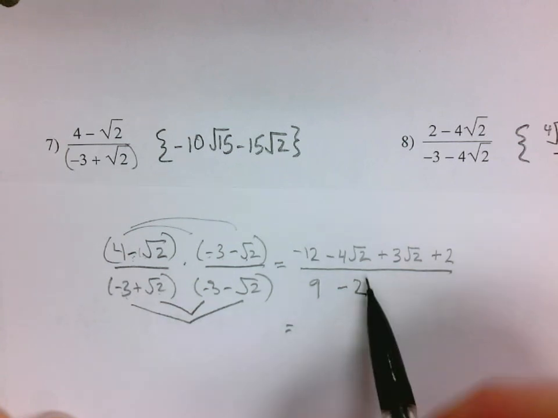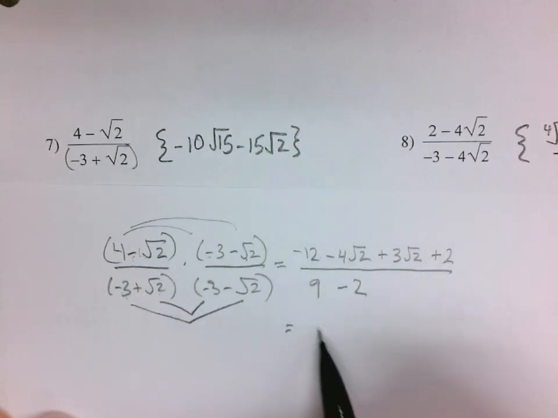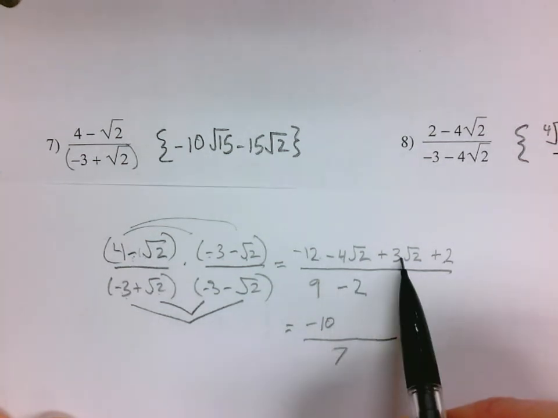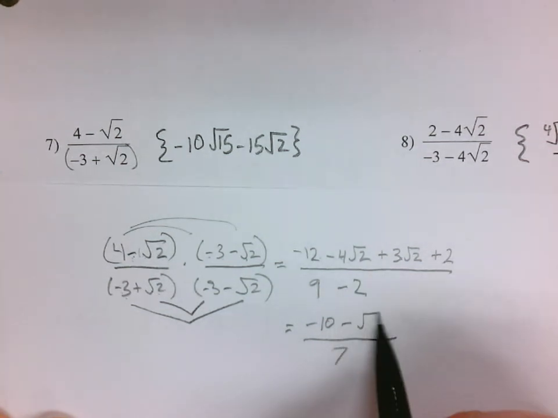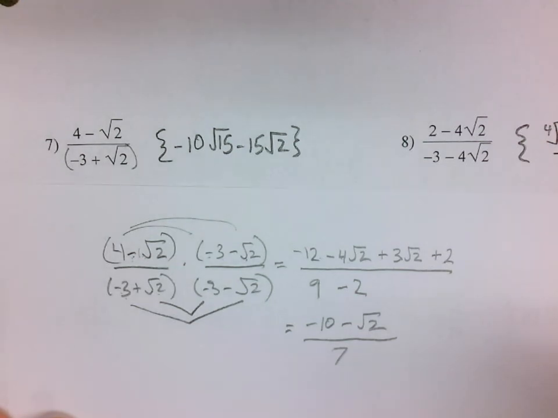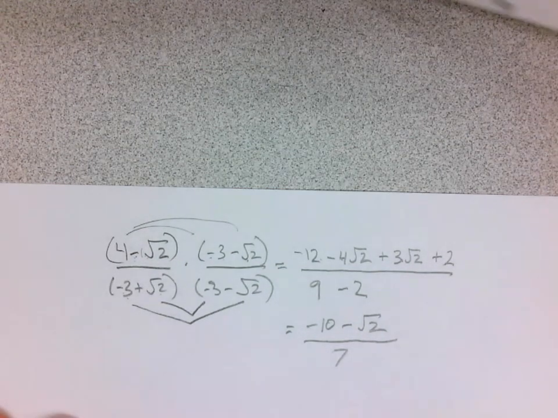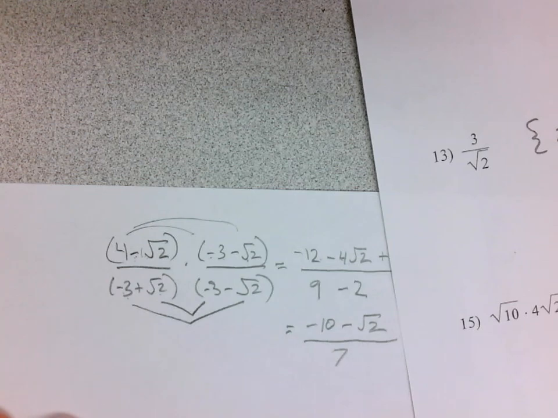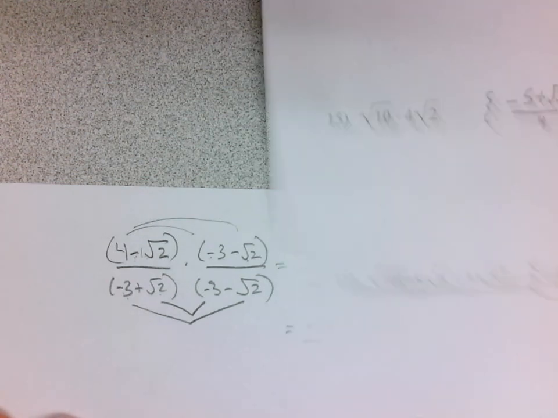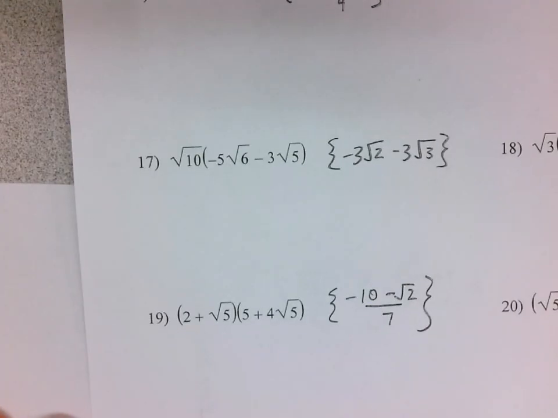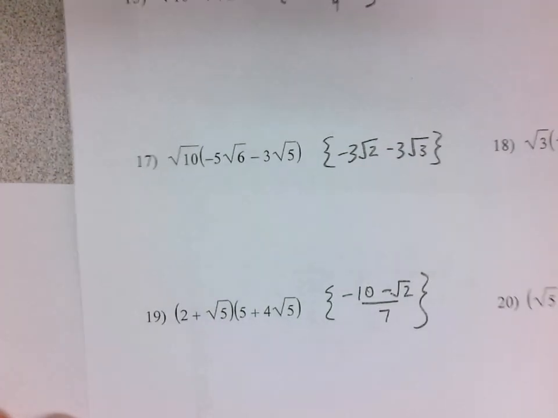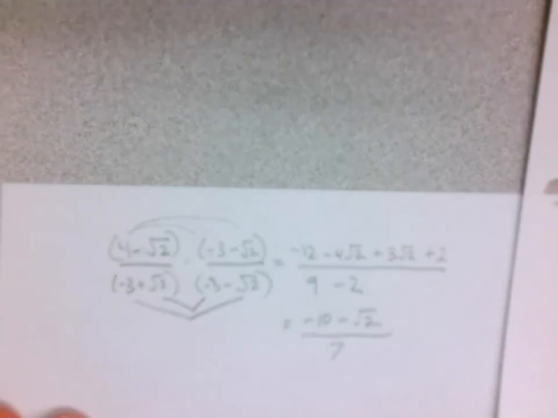Combine like terms. Negative 12 plus 2 is negative 10. Negative 4 plus 3 is negative 1. Then I just hope it's on the page somewhere. So I flip it over. Negative 10 minus radical 2 over 7. Boom. There you go. Okay, I'm going to do number 8 as well.